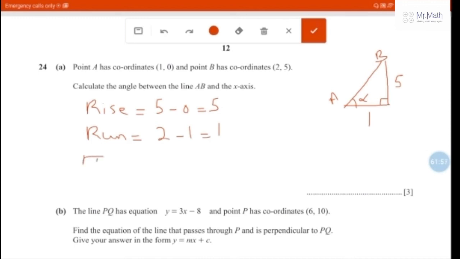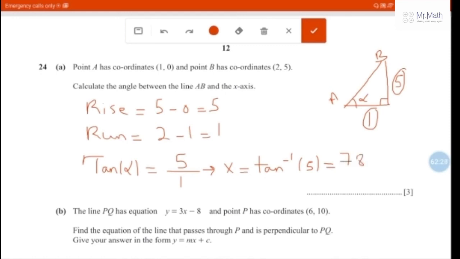So tan of alpha is equal to the opposite, which is the side that is opposite to my angle alpha, which is 5, over the adjacent, which is the side that is adjacent to my angle alpha, and it is equal to 1. So alpha is equal to tan inverse of 5, which is equal to 78.6900. So to one decimal place, the answer is 78.7 degrees.